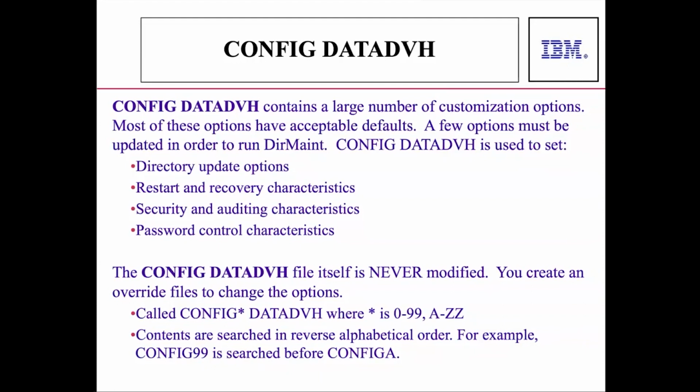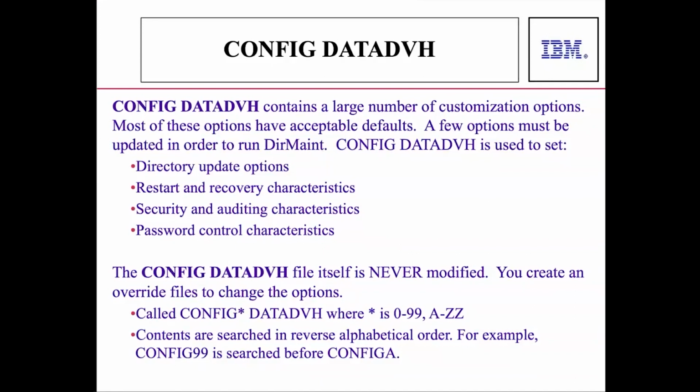But this file that does exist, config DATADVH, is not something you ever modify. You basically override it. You create override files to change that. There are other products and components that do that kind of thing. The reason you don't change config DATADVH is because IBM changes config DATADVH as service is added or new features and functions are added to DirMaint. We've certainly seen that happen. And so they ship a new version of this file with new configurations that go with those changes. And so you don't want to change that.